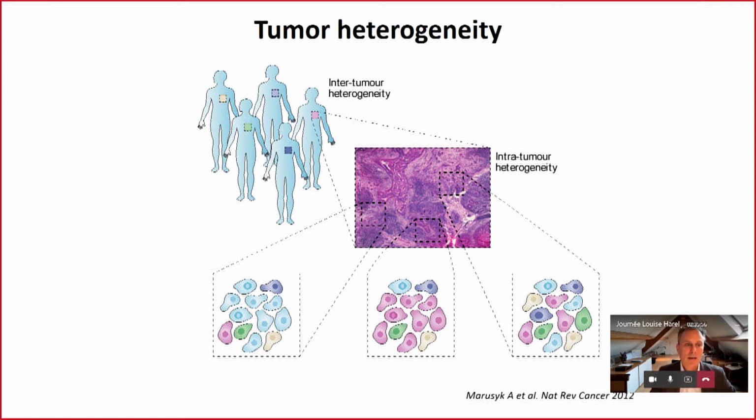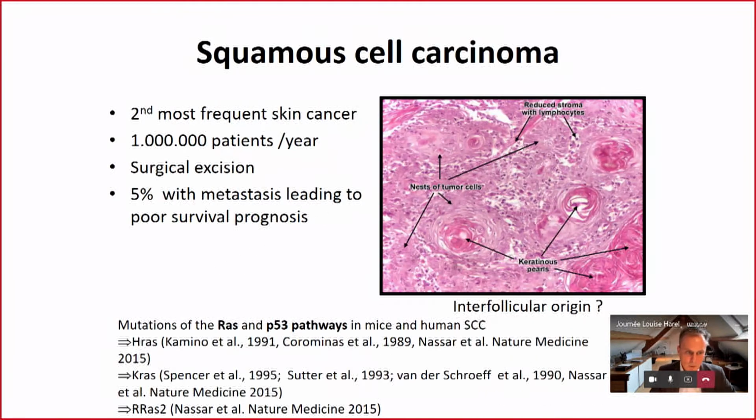And so I'm going to talk today about one model, which is the skin squamous cell carcinoma. It's the second most frequent skin cancer, and is due to mutation in the RAS and the p53 pathway.